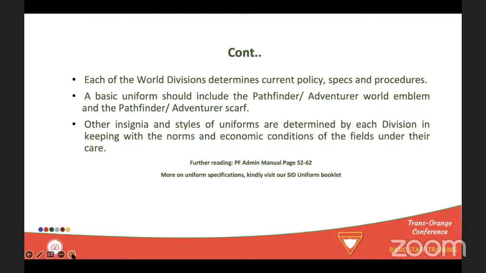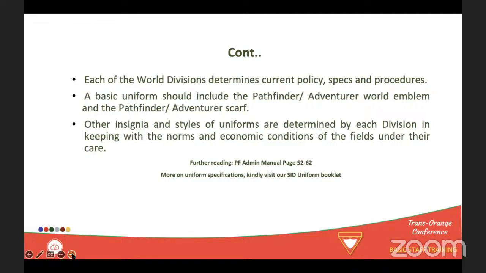Each of the world divisions determined current policy, specifications, and procedures. A basic uniform should include the Pathfinder or Adventurer World emblem and the Pathfinder or Adventurer scarf. Other insignia and styles of uniforms are determined by each division in keeping with the norms and economic conditions of the field under their care.